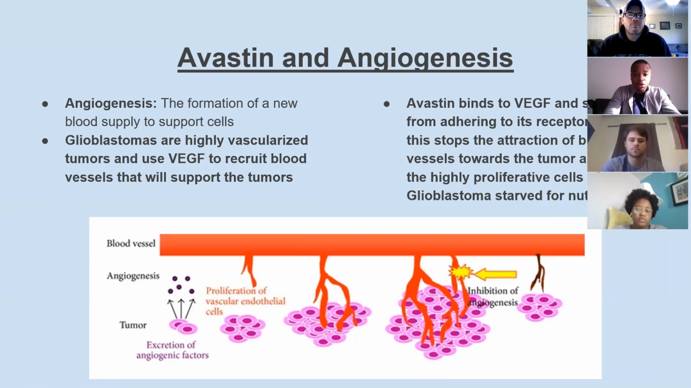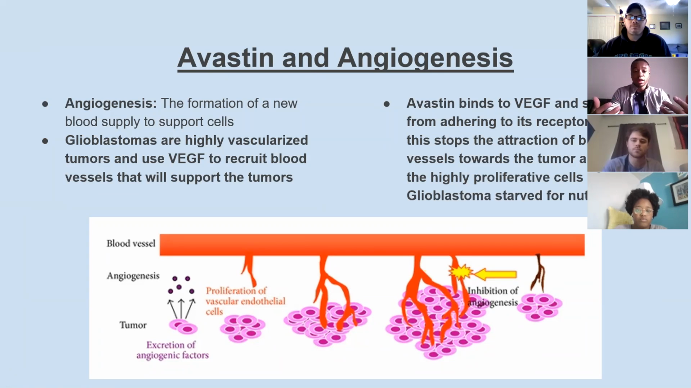And lastly, the process that Avastin targets in the cell cycle, the hallmark that it disables, is angiogenesis. Angiogenesis is the formation of new blood supply to support the cells. And glioblastoma needs a lot of new blood vessels. It's highly vascularized, so they thought this would be a good target. It uses VEGF to recruit these blood vessels that support the tumors. So Avastin binds VEGF and stops it from adhering to its receptor, which is called VEGFR. It stops the attraction of the blood vessels, and it starves the tumor of nutrients and oxygen.